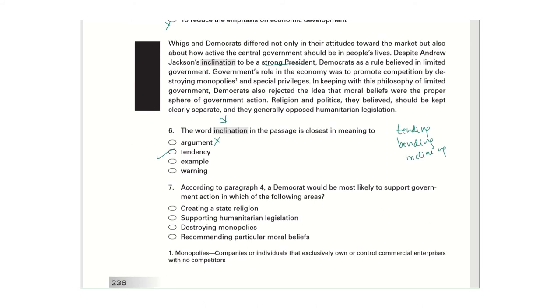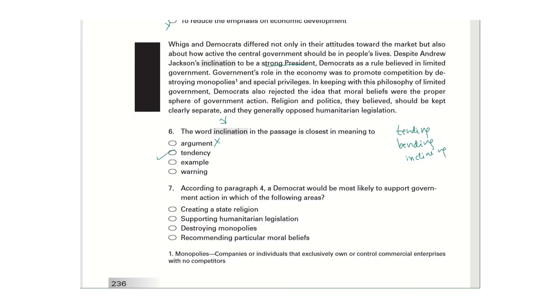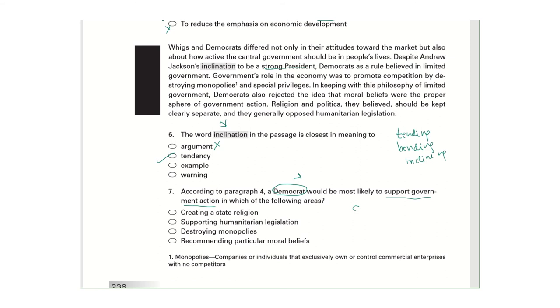According to paragraph 4, a Democrat would be most likely to support government action in which of the following? Democrat matlab Democrat, ye jo Andrew Jackson wale log hai. Likely support government action. To bolo government action kab support karenge? Which of the following areas? To government ko kab apna kaam karna chahiye? Ye pucha gaya hai. Towards the market, but also about how active the central government should be in people's life.